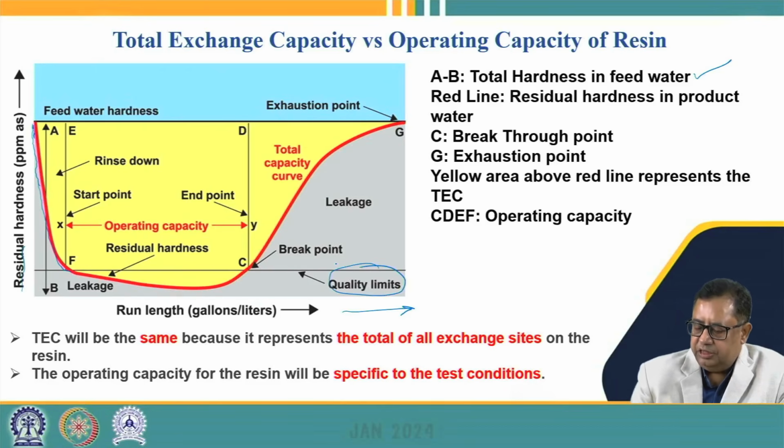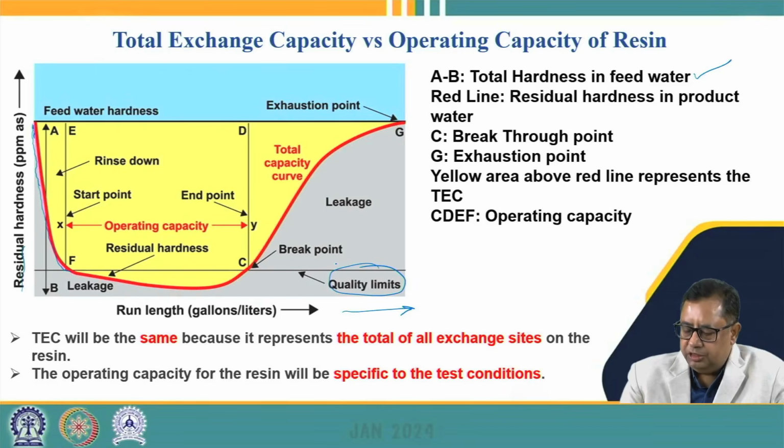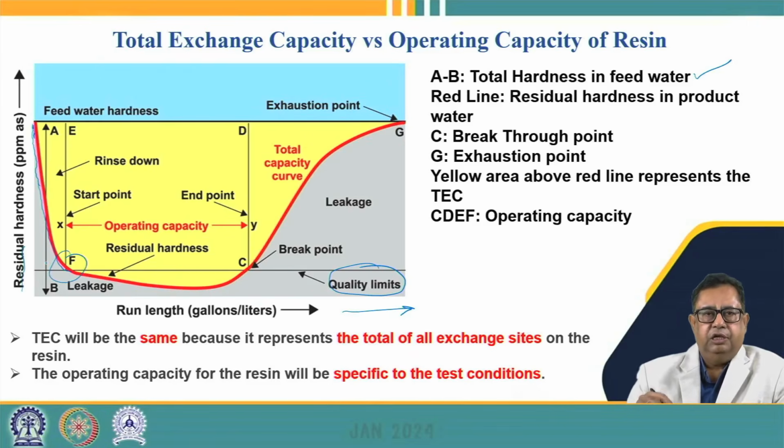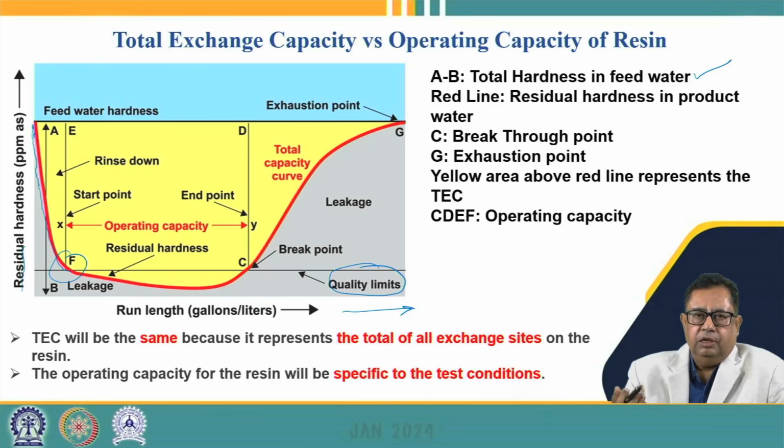So you can see here that suppose we have put a certain quality limit that the product water should not contain a certain amount of hardness. So this sets up the quality limits, and this sets up the point, this point F, which defines that now our hardness is going below the hardness that we require in the effluent.